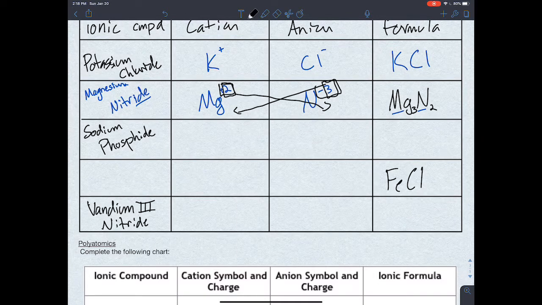Because 2 times 3 is 6. You have 2 nitrogens, so you're going to have a total of a -6 charge. 3 times 2 is 6. You're going to have a total of 3 magnesiums, which are going to be a +6 charge. They balance each other out. So that's the ratio you need to get a balanced formula.